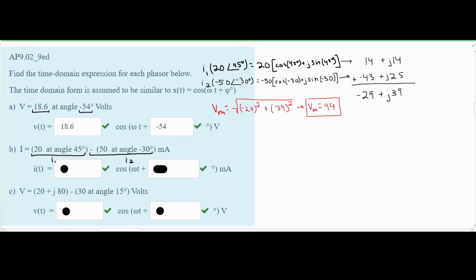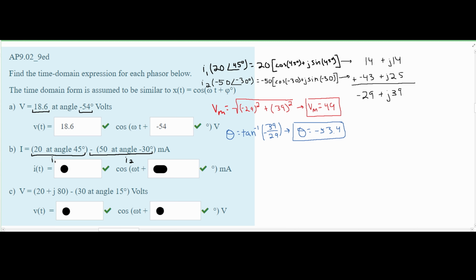Now we are going to solve for our theta, which is going to be our angle for the phase shift, and it's equal to tangent inverse. Inside of here, we're going to have our imaginary number, which is 39, over our real number, which is negative 29. And then we can plug this into a calculator. From this, we are going to get that our theta is approximately negative 53.4. However, this is not our actual theta.